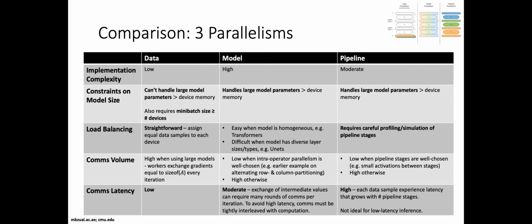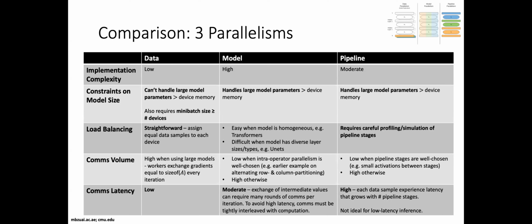Communication volume: data parallelism suffers from this problem where you send the whole gradient across the network. Model and pipeline parallelism, if implemented well, can reduce the communication volume, with pipeline being lower than model. That has an implication. In very large training problems, you usually use model parallelism within the same machine, where you have NVLink between the GPUs, but you start to use pipeline parallelism between different machines. So it has implications.